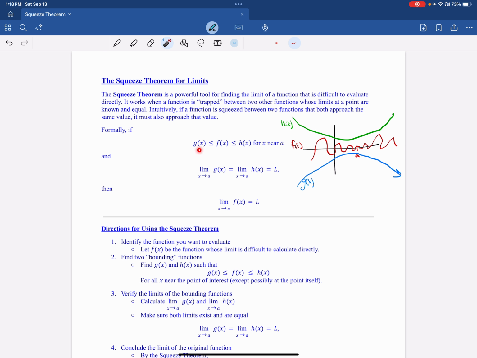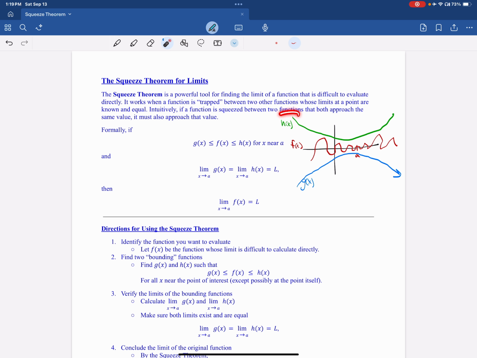So if you have g of x, the blue function, which is always smaller than f of x, the red function, which is always smaller than h of x, so that red function's trapped. And we know that the blue function and the green function in this case have the same limit, then that red function has to converge to that one.